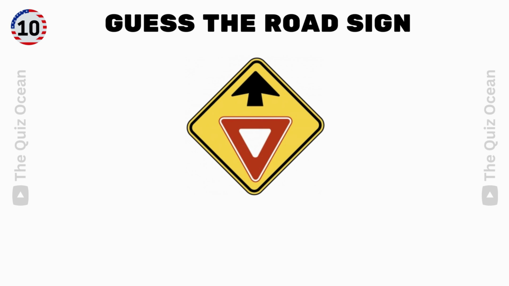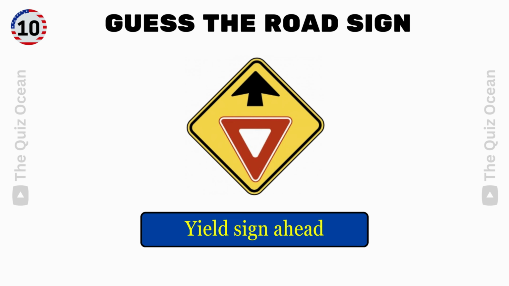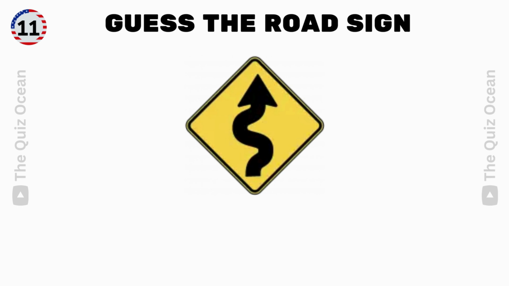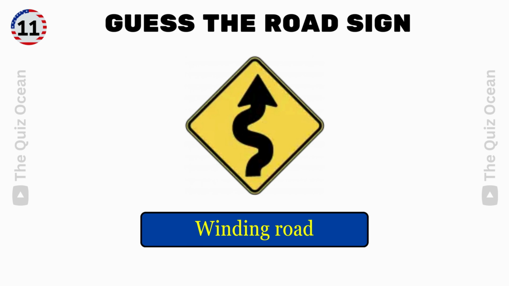What warning is this sign giving? Yield sign ahead. This sign appears on the road. What does it mean? Winding road.